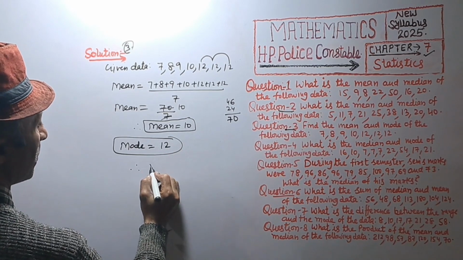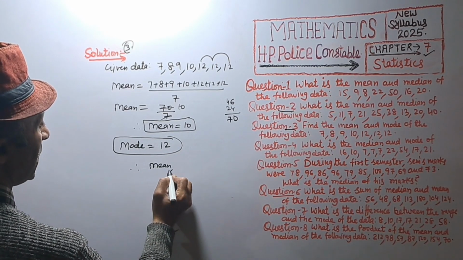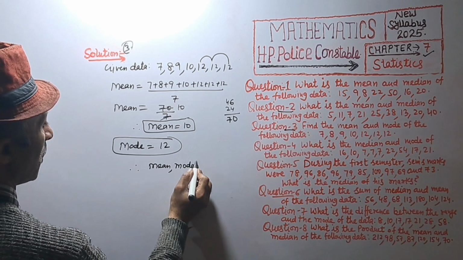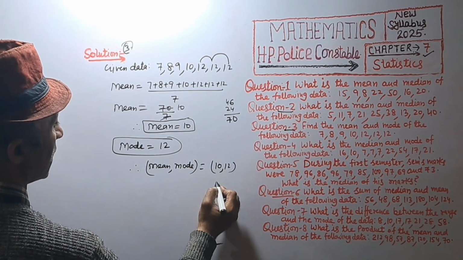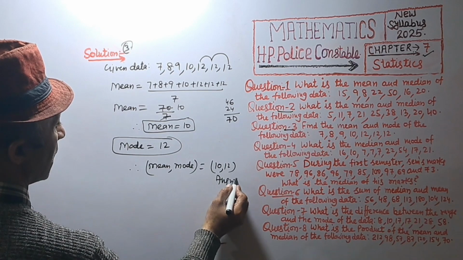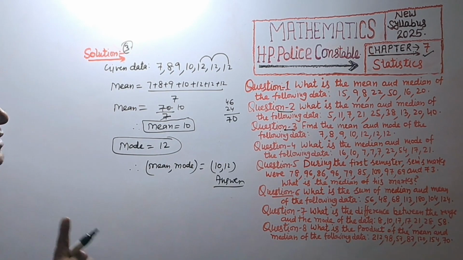And mean and mode equal to 10, 12. Answer.